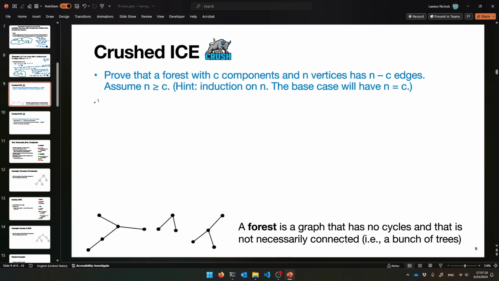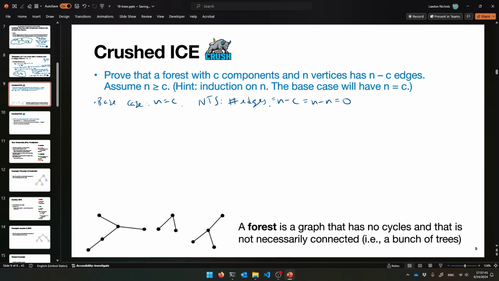Okay. So here's the answer. So base case, we've got n is equal to C. What does that mean? What I need to show in this case is that the number of edges is equal to n minus C, right? But if n is equal to C, then that's just n minus n, which is equal to 0. I need to show that there's no edges at all.